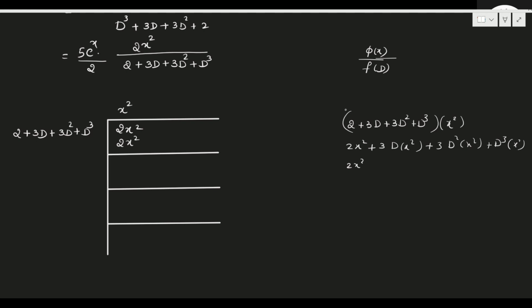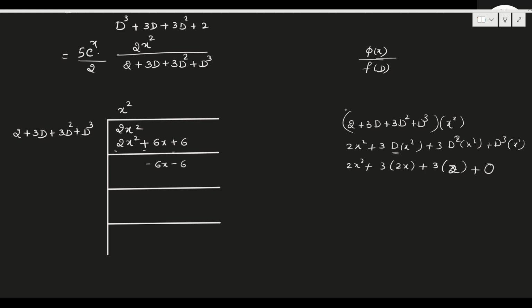Now 2x square as it is, 3 times Dx square. D means differentiation of x square, that is 2x. Plus 3 into D square x square means we have to differentiate x square 2 times. One time if you differentiate it is 2x. Differentiation of 2x is 2. Here it becomes 0. So it is 2x square plus 3 into 2x, that is 6x, plus 6. Now subtract. When you subtract, 2x square cancels, so you are left with minus 6x minus 6.